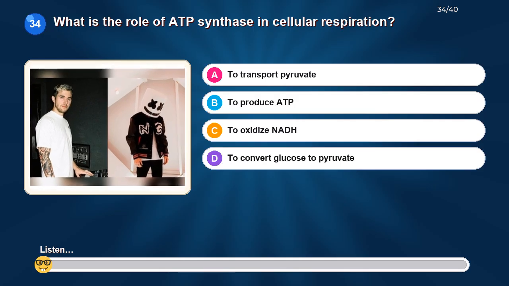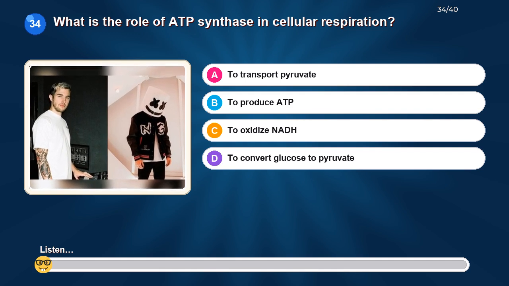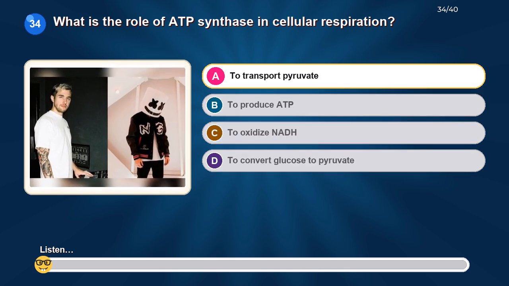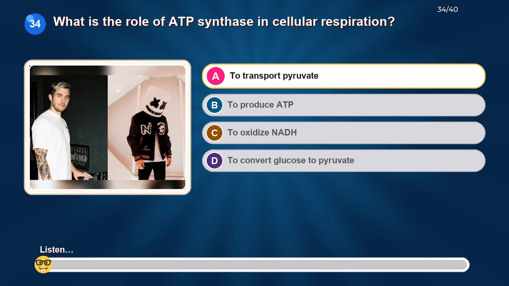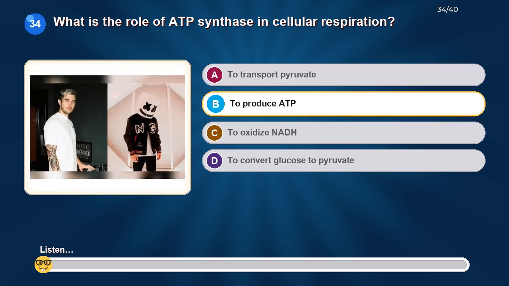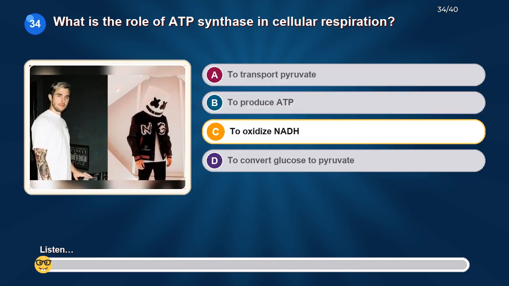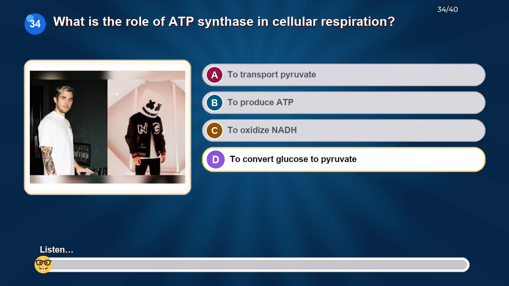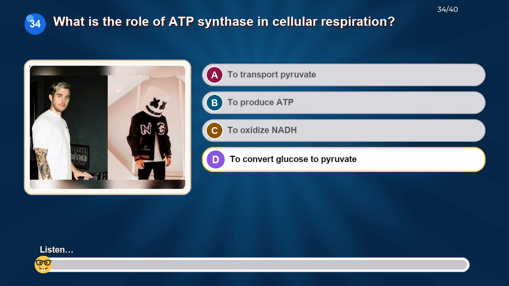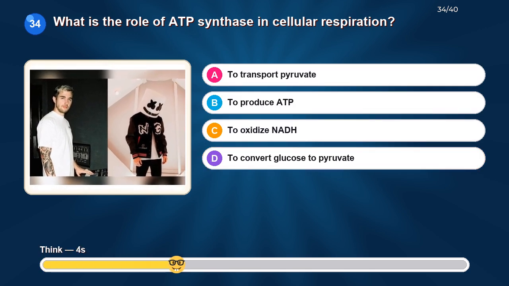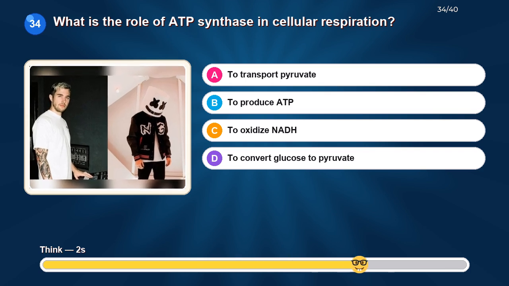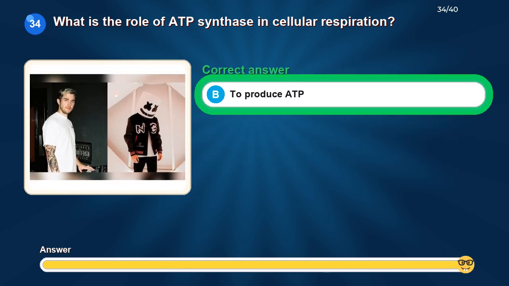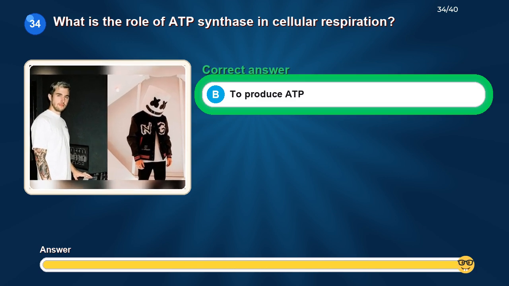What is the role of ATP synthase in cellular respiration? Option A, to transport pyruvate. Option B, to produce ATP. Option C, to oxidize NAD. Option D, to convert glucose to pyruvate. The correct answer is to produce ATP.